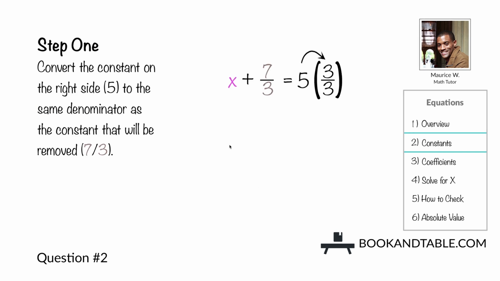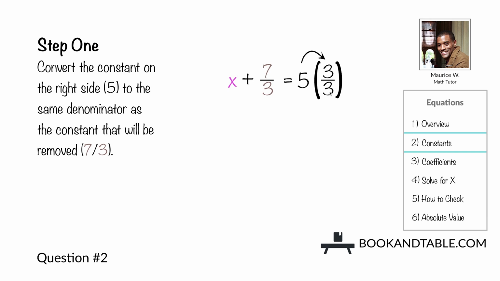Let's take a look at question number 2. Now in this one, we have a unique situation. The constant on the same side as our variable is a fraction. So if we want to subtract this fraction from the left side, we need the number on the right side to have a common denominator.